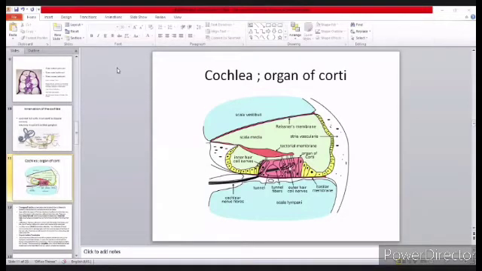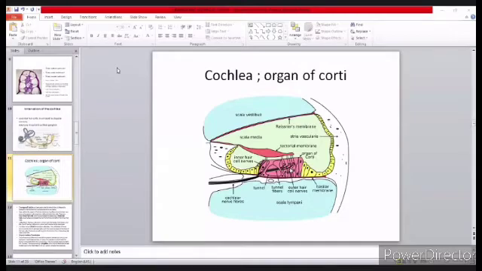Okay. So we mentioned the major thing that you have to remember is that above the scala media, you are bordered by the Reissner's membrane. Below it is the basilar membrane. Now this basilar membrane is very important because its movement is what helps you hear.